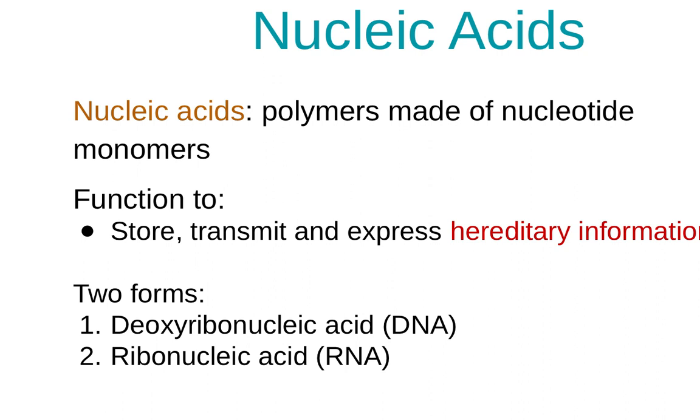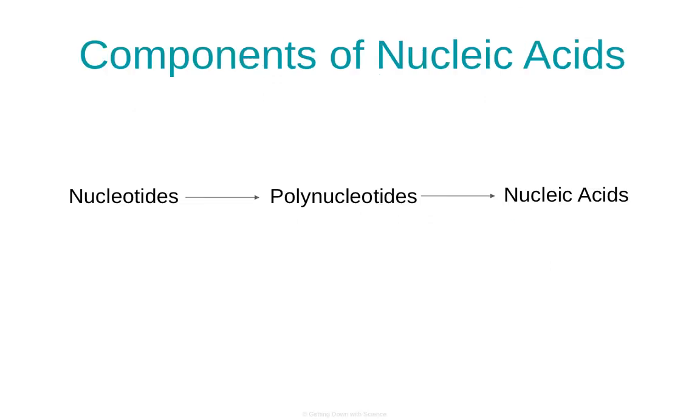The function is to store, transmit, and express information that is inherited. And it comes in these two forms, deoxyribonucleic acid, or DNA, and ribonucleic acid, RNA. In a hierarchy naming system here, the nucleotides are the smallest monomer. Many nucleotides ultimately put together in a sequence are going to create a nucleic acid.